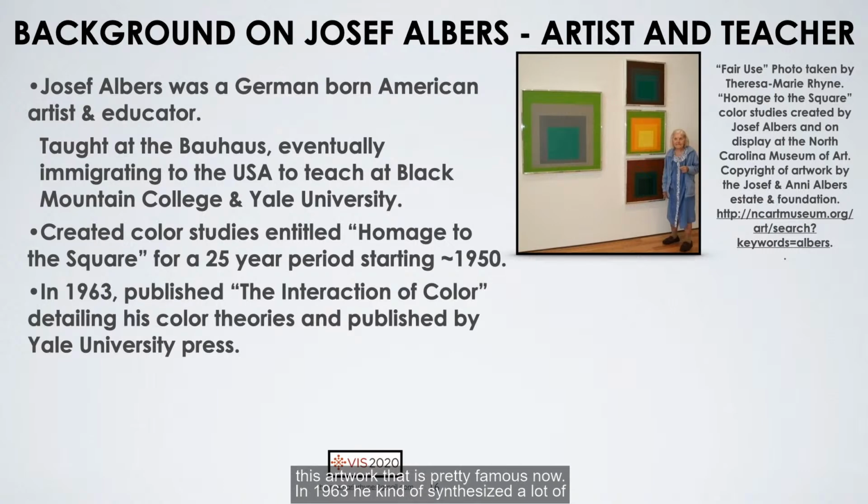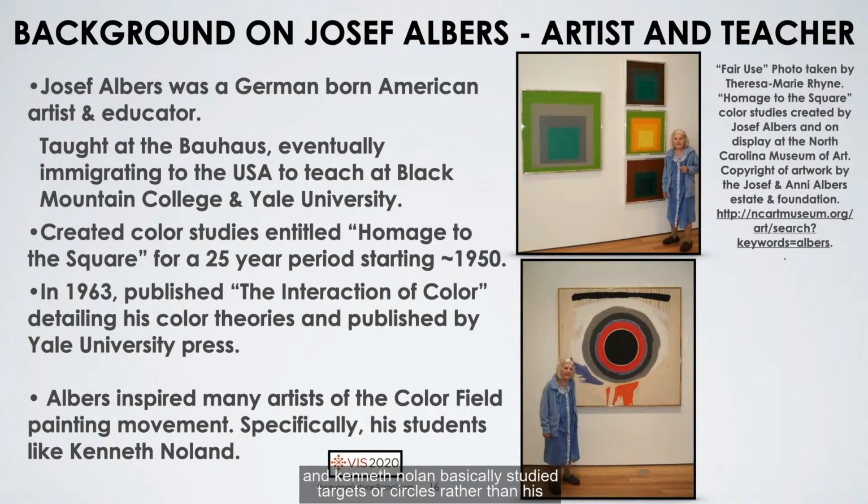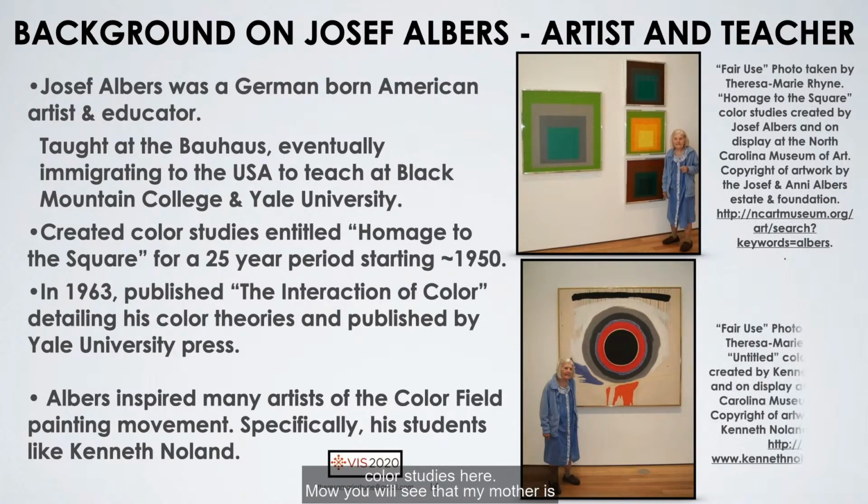In 1963, he synthesized a lot of his concepts about color in a book called The Interaction of Color, where he detailed his color theories. It was originally a large format coffee table book, but it was so popular that it became a book smaller in size that people could carry around. It was designed for teaching these concepts. He ended up inspiring many students. Kenneth Noland was one of them, and Kenneth Noland basically studied targets or circles rather than his teacher studying squares. And you'll see some of these particular color studies here.